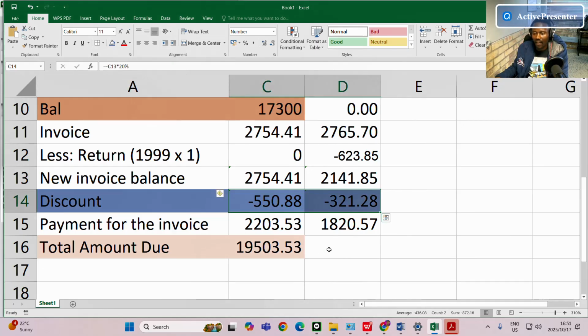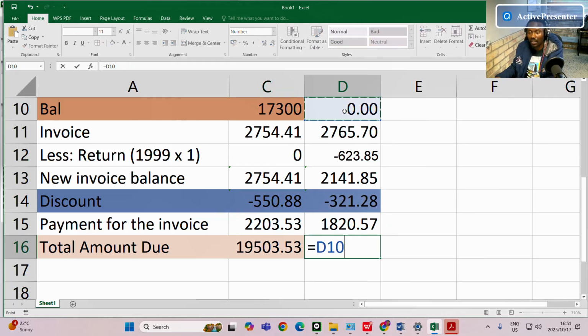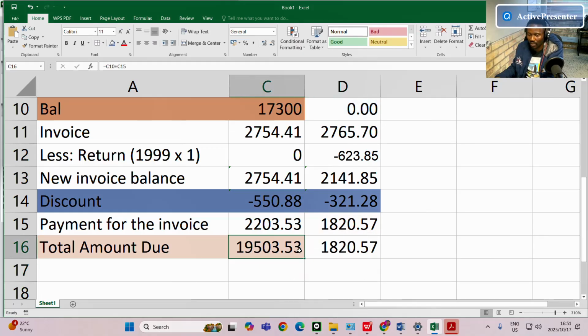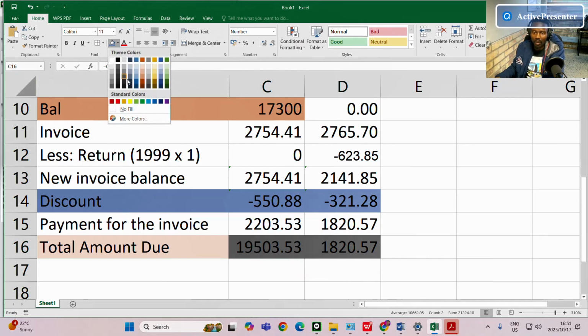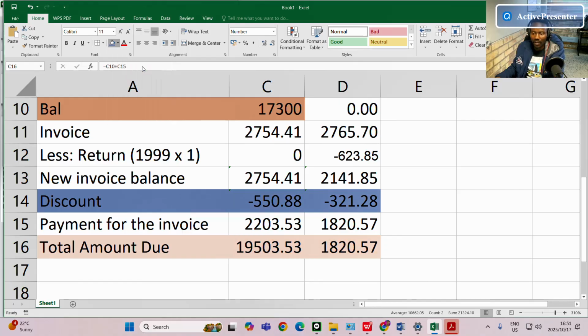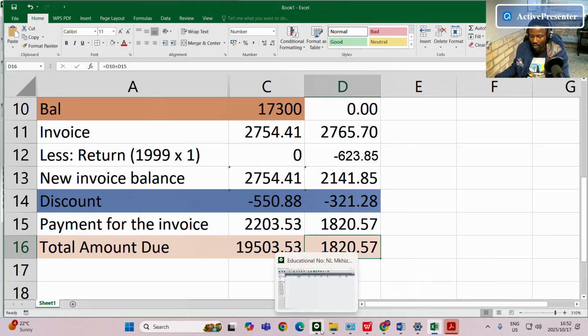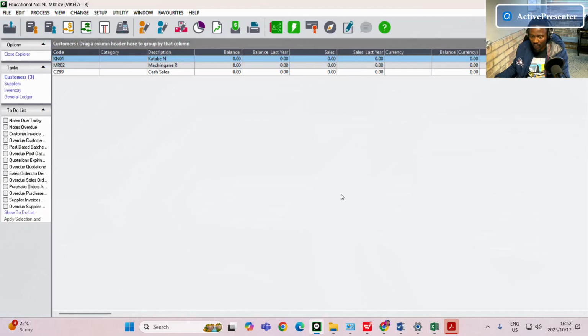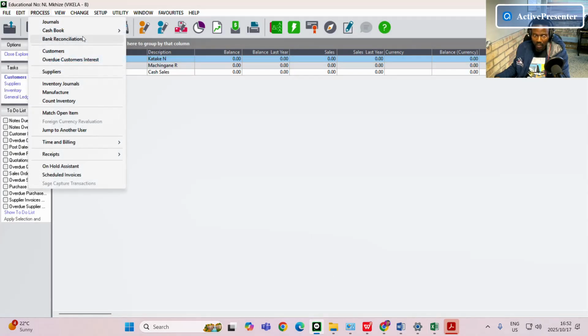This is the discount. And with regards to the payments, or the total amount due, obviously this is 0 plus the payment for the invoice. You're gonna get the same amount. So it won't change, simply because we already paid the balance. Remember, we paid the balance earlier. So meaning I'm gonna put this as a payment, and this as a discount. Okay, let's go. 1,820. So I'm going back to my cash book.